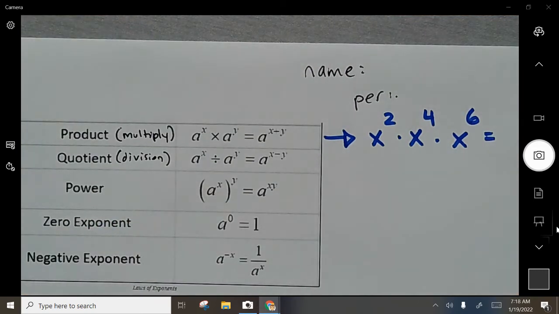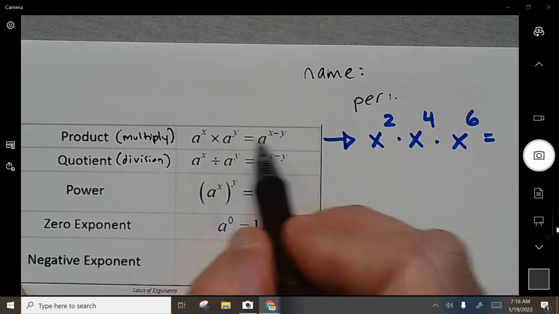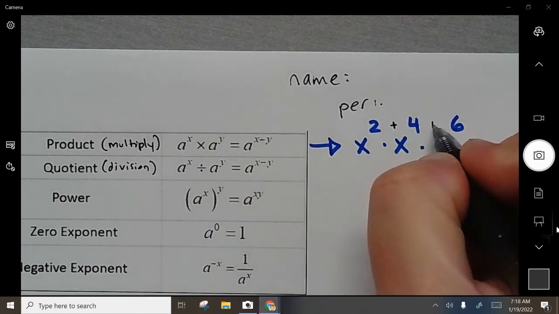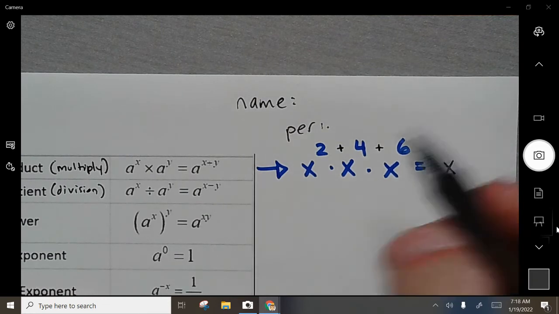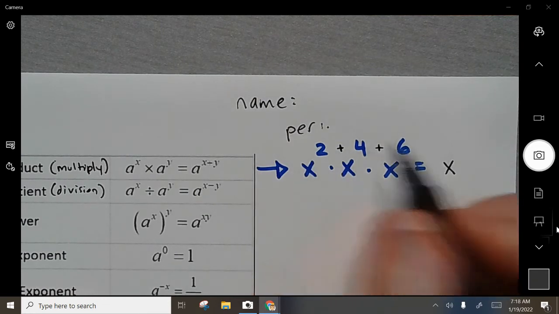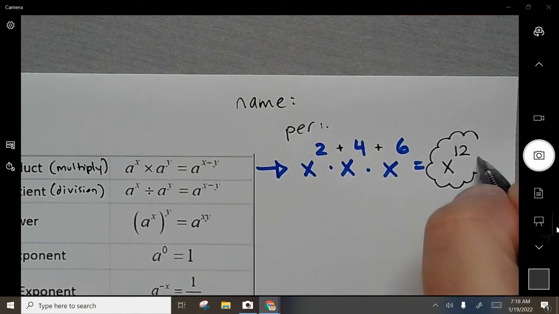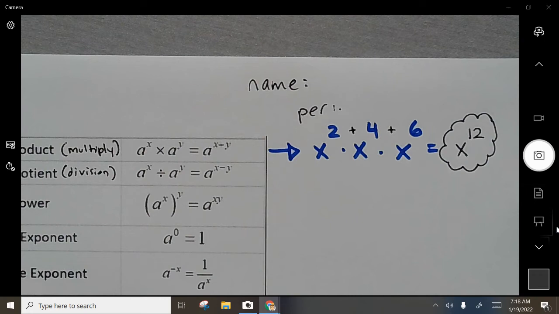And what's the rule here? When the bases are the same, you're going to add the exponents. So you're going to add these together and you're going to keep the base. So final answer would be x to the 4 plus 2 is 6, 6 plus 6 is 12. Again, this may be easy for some, but this is a review for a lot of you as well, just to help you get your mind right with exponent rules, okay?